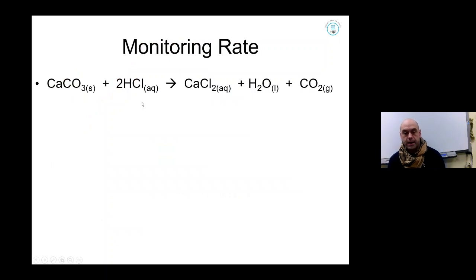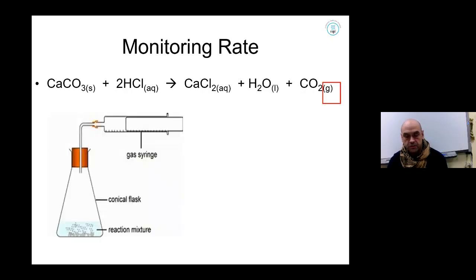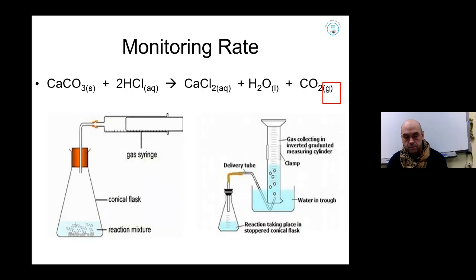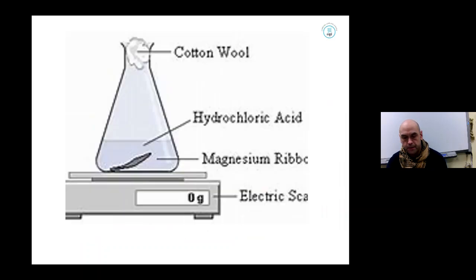So here's the reaction. How could we monitor the rate of this reaction? Well, again, we can see a gas. We've got carbon dioxide. So we could use our methods that we've discussed earlier. We could use gas collection, those two methods there, which I've shown you again. However, with a gas like carbon dioxide, there is another method, and this is where we can weigh the reaction.